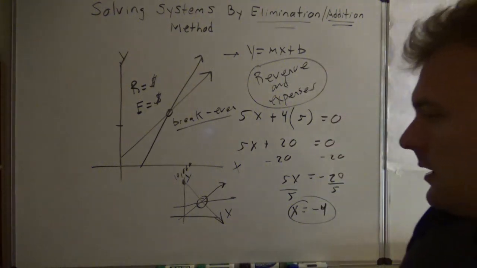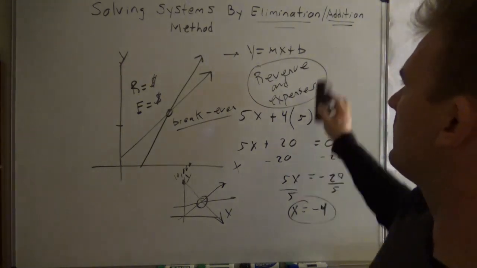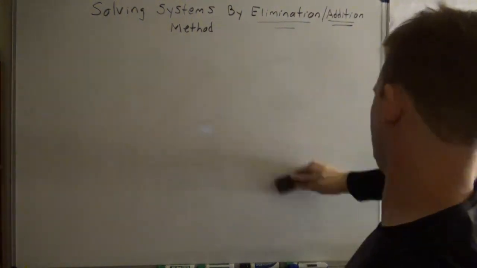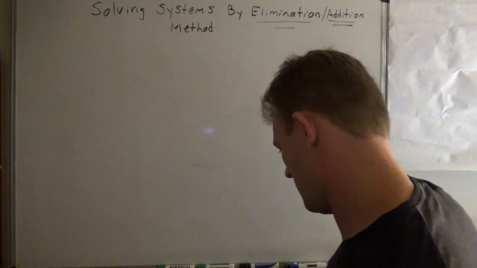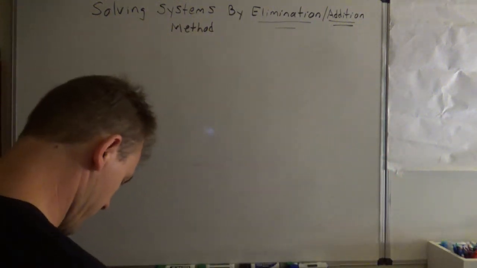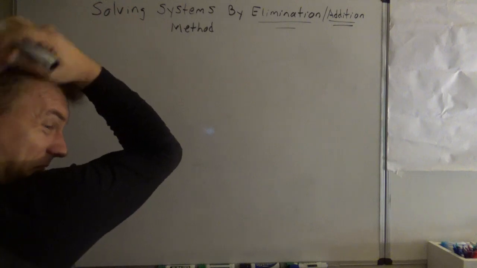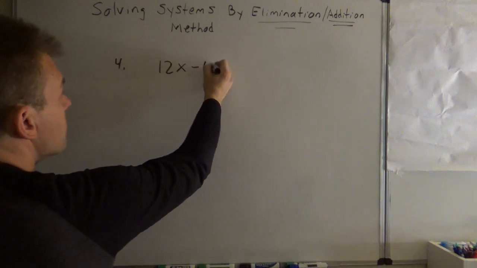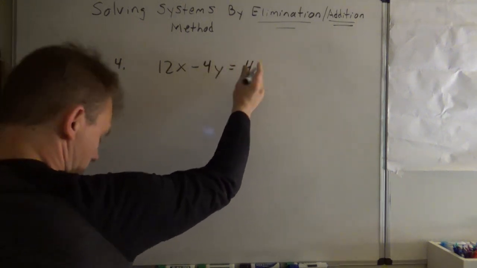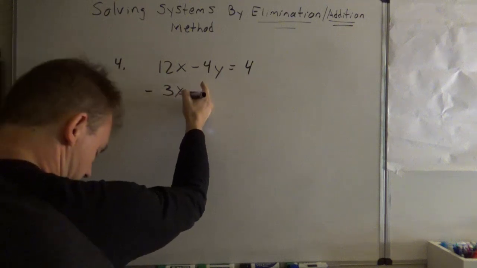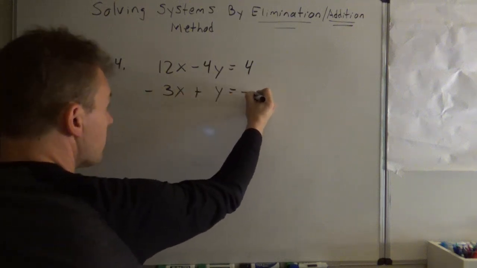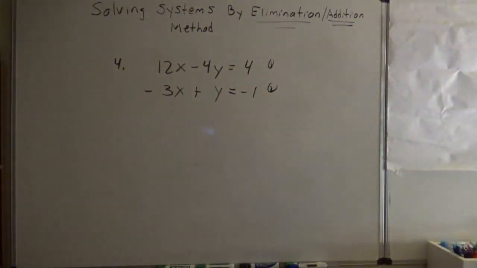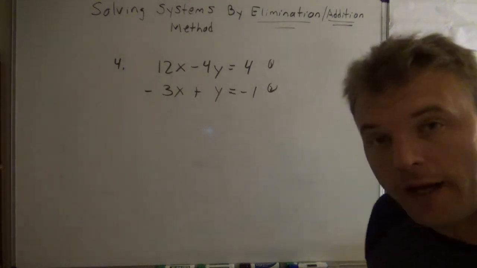Okay, I will give you a practice one, and I think we're going to be good with this. So what about this one here? Let's do, what is this, number 4? Let's do 12x minus 4y equals 4. Let's do negative 3x plus y equals negative 1. So here's your first equation, here's your second equation. Pause the video right now and try this.